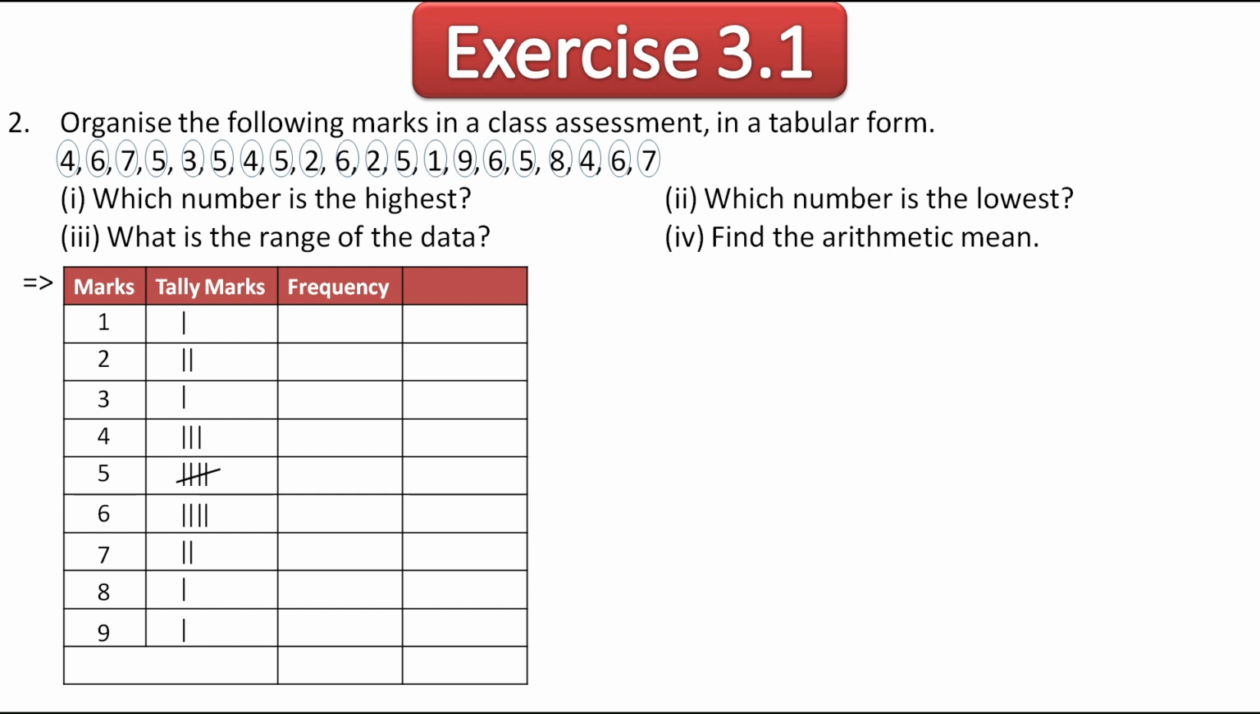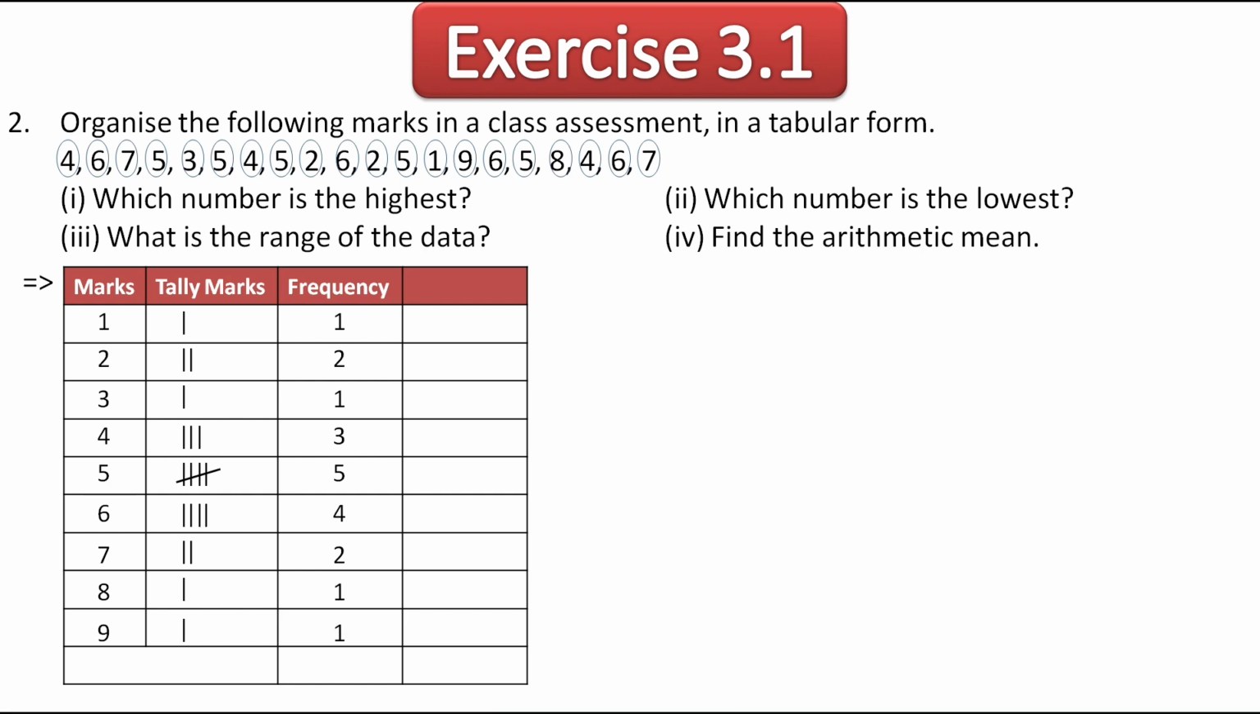Now the frequency is what we have to calculate: all those marks which we have drawn in front of each mark. So 1 is only one time, so the frequency of 1 is 1. The frequency of 2 is 2. Frequency of 3 is 1. Frequency of 4 is 3. Frequency of 5 is 5. Frequency of 6 is 4. Frequency of 7 is 2, frequency of 8 is 1, and frequency of 9 is 1.